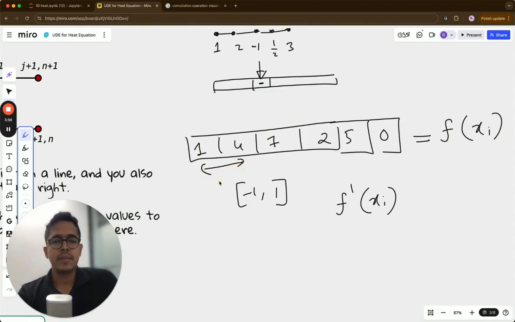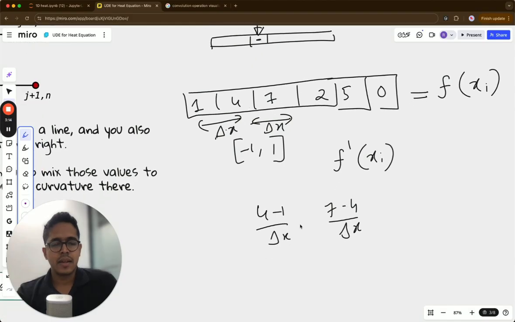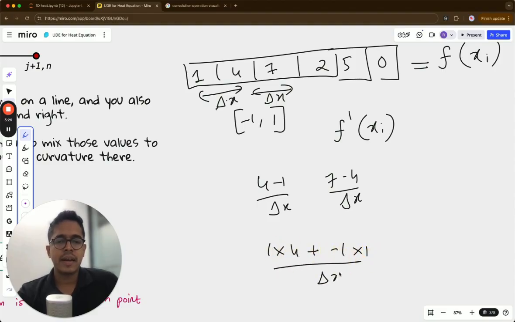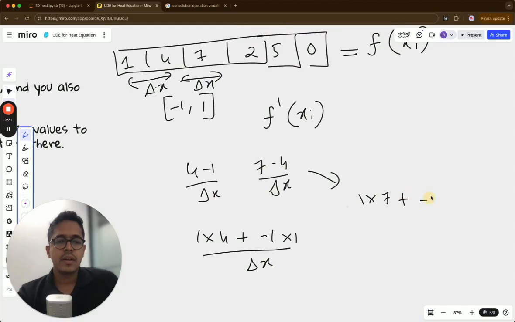So if the distance that separates these data points is delta x for all of these, then your derivative is nothing but (4 minus 1) by delta x for this one, (7 minus 4) by delta x for the next pair, (2 minus 7) by delta x, etc. So what is this (4 minus 1) by delta x? It is 1 into 4 plus minus 1 into 1, divided by delta x, right? And this can be written as 1 into 7 plus minus 1 into 4, divided by delta x.